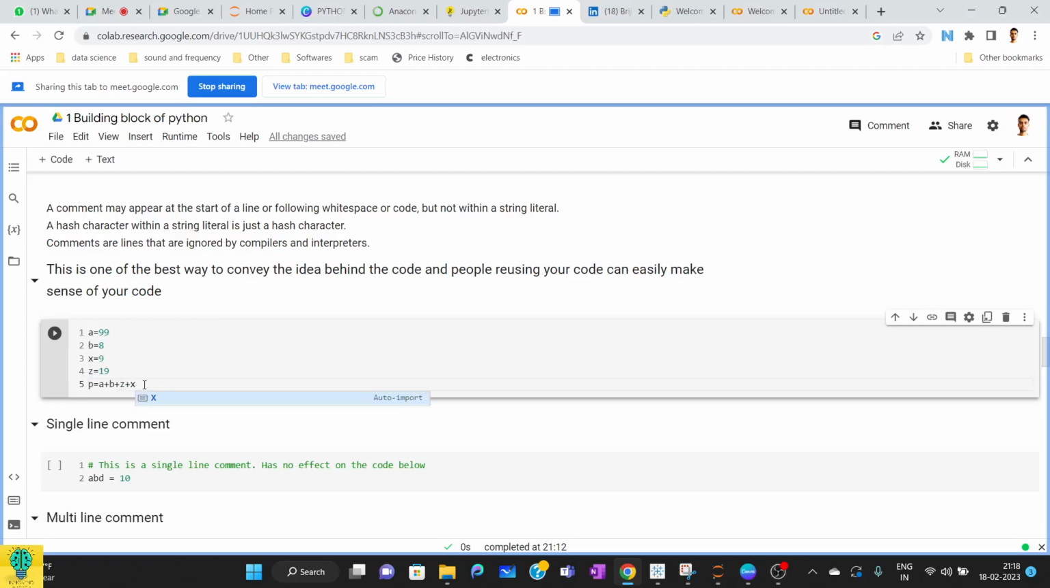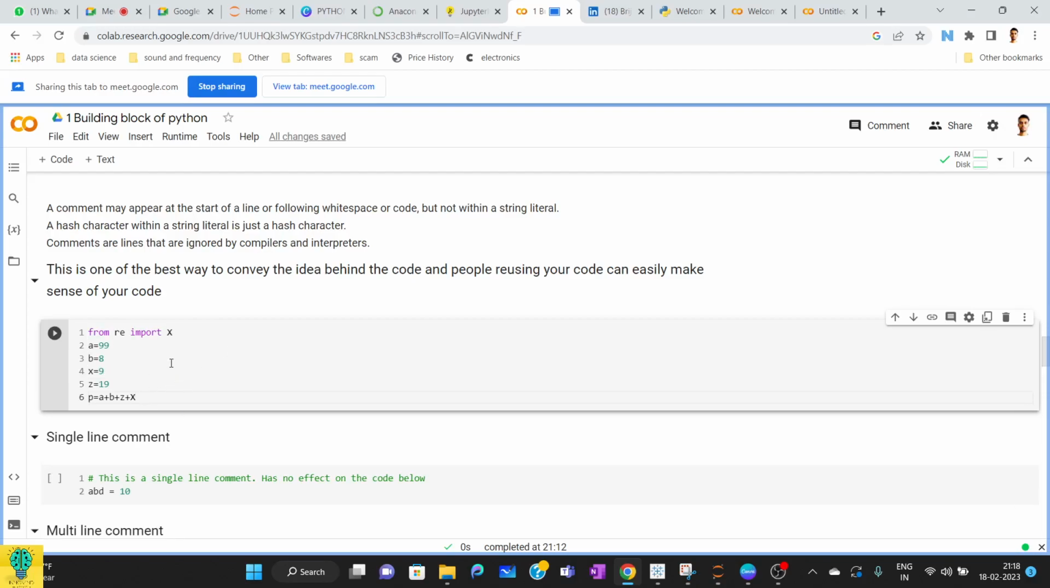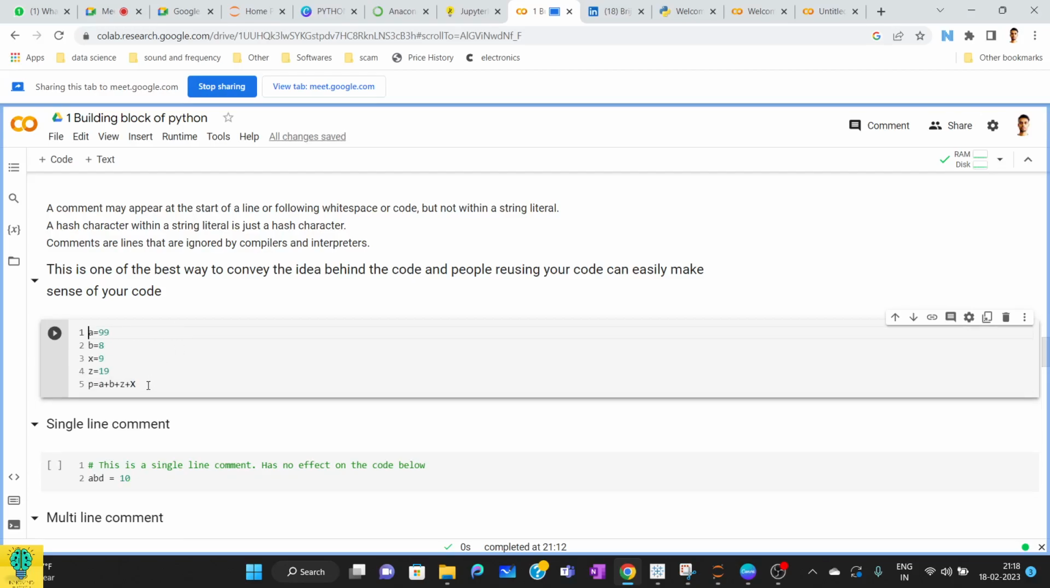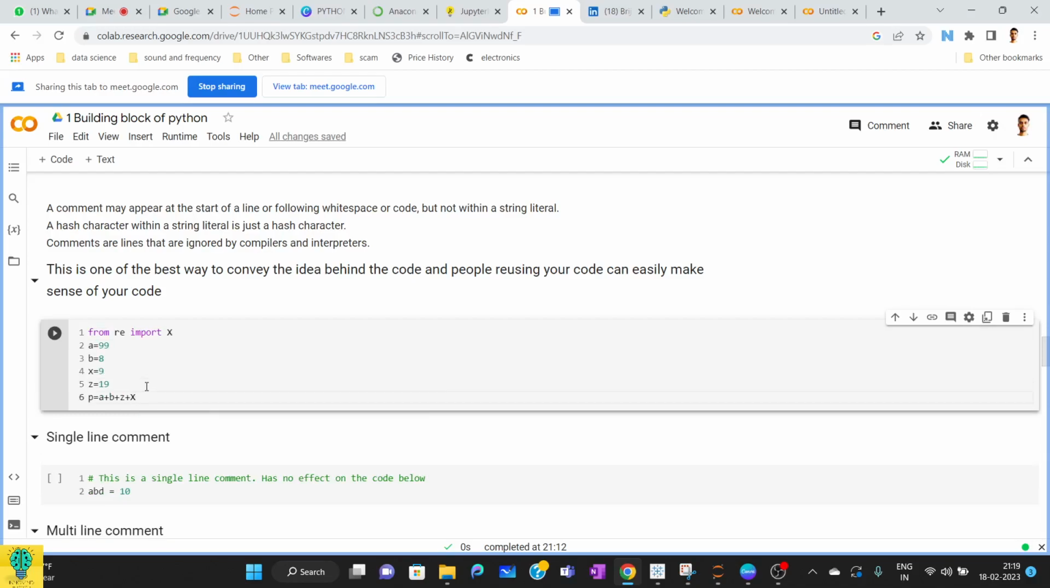Okay, can anybody say what exactly I'm doing here? Adding a plus b plus x plus z. Yes, plus x, exactly. That's addition. I'm performing a simple addition here.